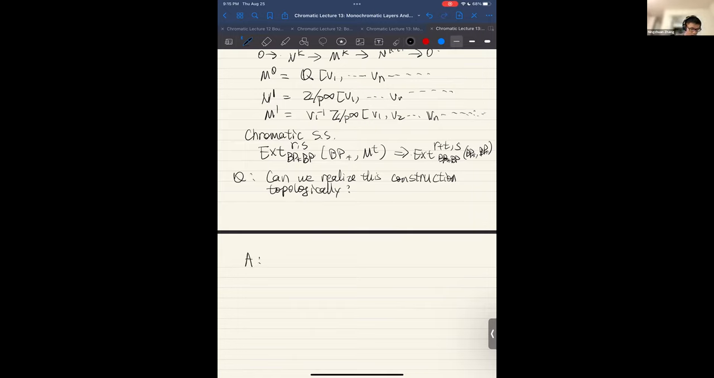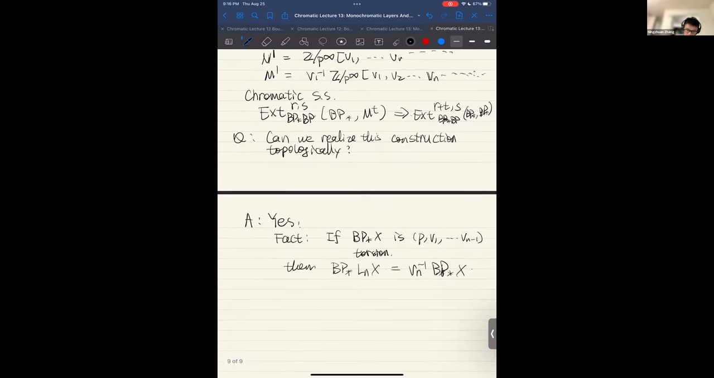So the answer is yes. And one fact is as follows. If the BP homology of a spectrum is P, V1 all the way up to Vn minus one torsion, then BP star of the Ln localization of X is basically Vn inverted BP star of X. Then here's the spectrum level construction.